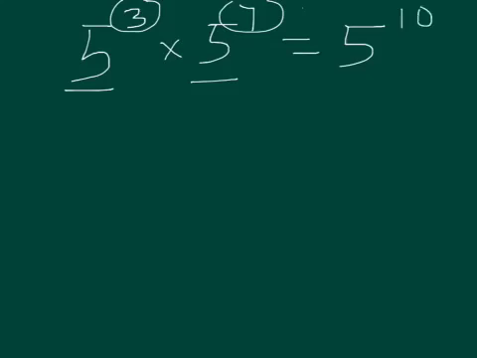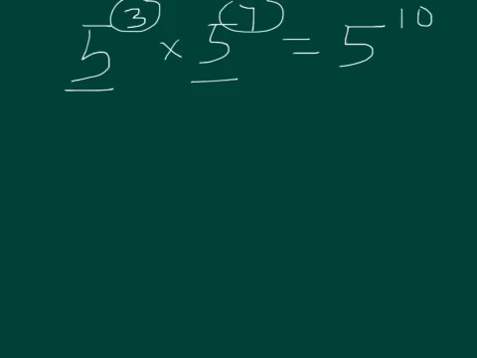You could visualize this, or you could even write it out. If you wrote out 5 to the 3rd power, you'd have 3 5's. And if you wrote out 5 to the 7th power, you'd have 7 5's. And if you put them together as one big string of 5's, you'd have 10 5's. So you'd have 5 to the 10th power.